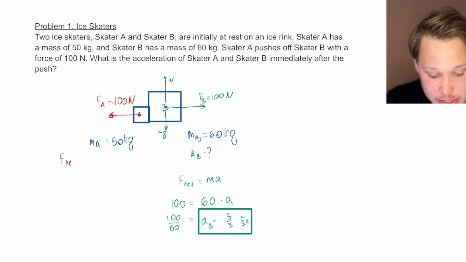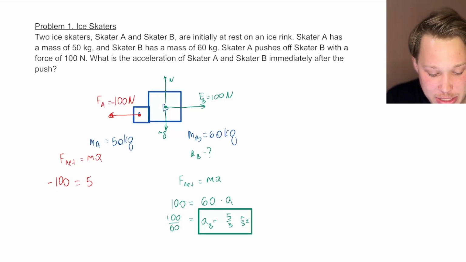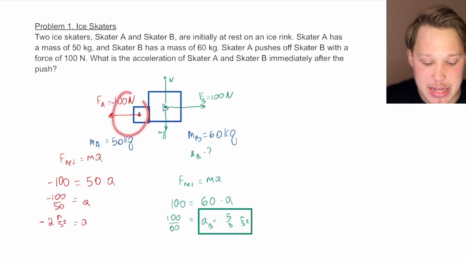So here, Newton's second law is going to look like this. The only force applied in the horizontal direction is minus 100. The mass is 50. So if we divide both sides by 50, I get -2 meters per second squared. So it makes sense they have different accelerations because they have different masses.